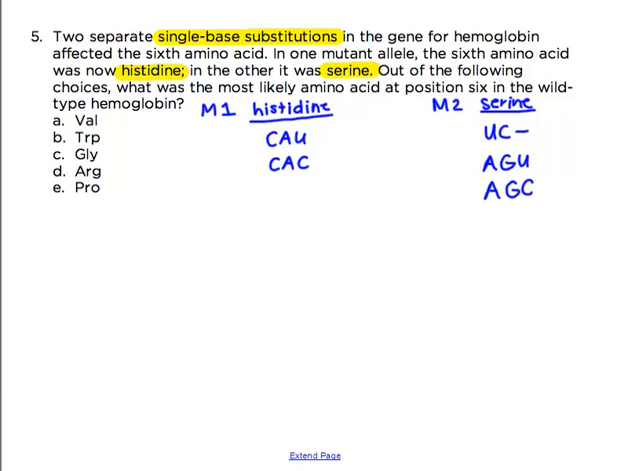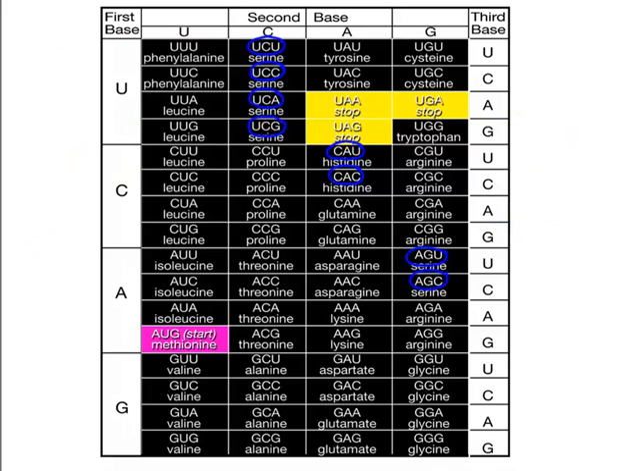Okay, now we're going to do the same for each of the possible answers. So we're going to do valine, tryptophan, glycine, arginine, and proline. And what we're going to do is compare and say, can one single base pair substitution convert it to these new mutations, okay? So let's look for valine first.